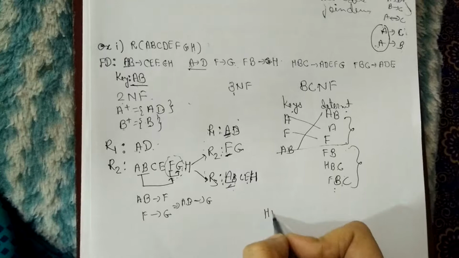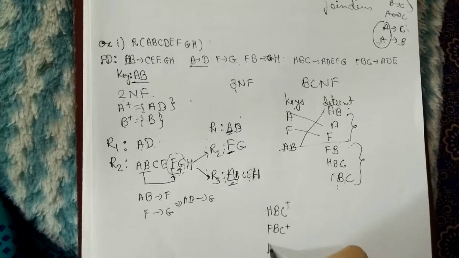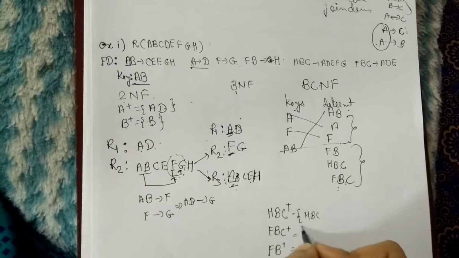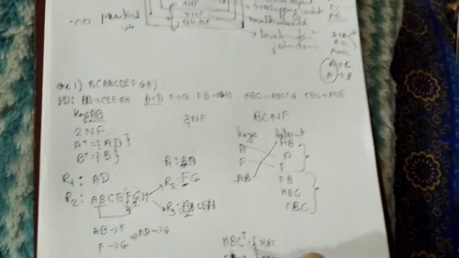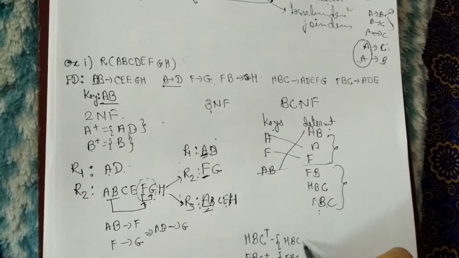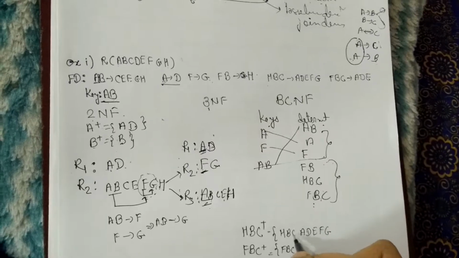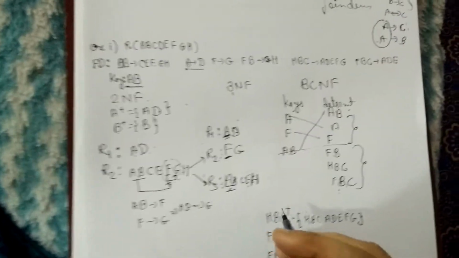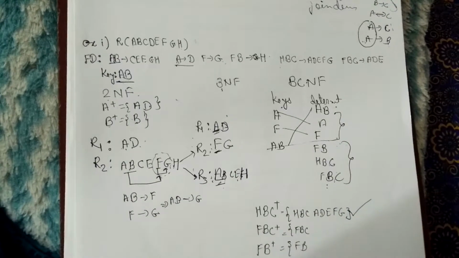Now let us check whether they are candidate keys or not. To check that, we simply take the positive closure, or closure set, of those attributes. In the closure set, you remember that we include the attributes for which we are finding the closure. So HBC includes ADEFG. Now if you see A, B, C, D, E, F, G, H, all are included. If a closure set contains all the attributes of your relation, then it can act as a candidate key.